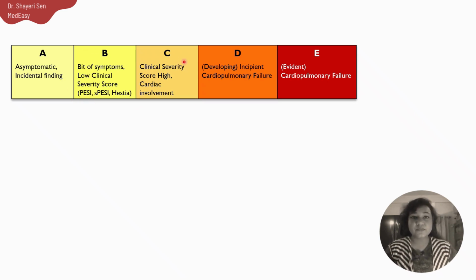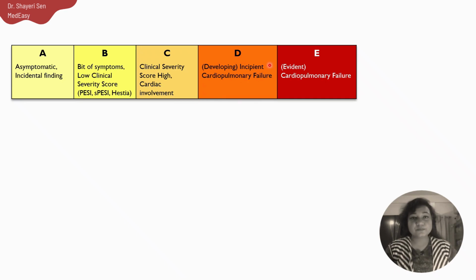What's C? C stands for clinical severity, which is a clinical severity score that is high. Also C stands for cardiac involvement. So from C category onwards, we are going to look for the cardiac involvement in our patients.